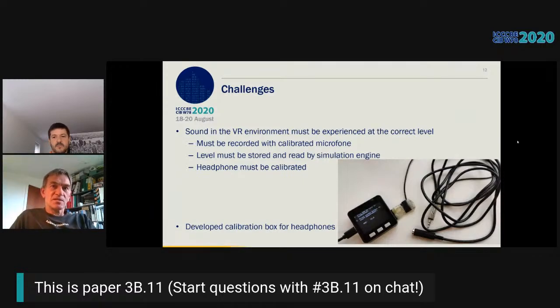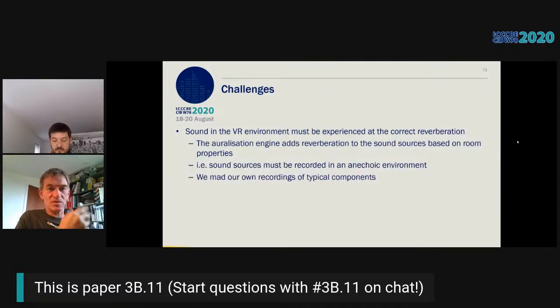Another challenge is sound level. We have sound recordings which should be recorded and brought through the system, and in the end played in our headphones at the correct sound level. So those had to be calibrated all the way through this process. So we developed this system to handle that.